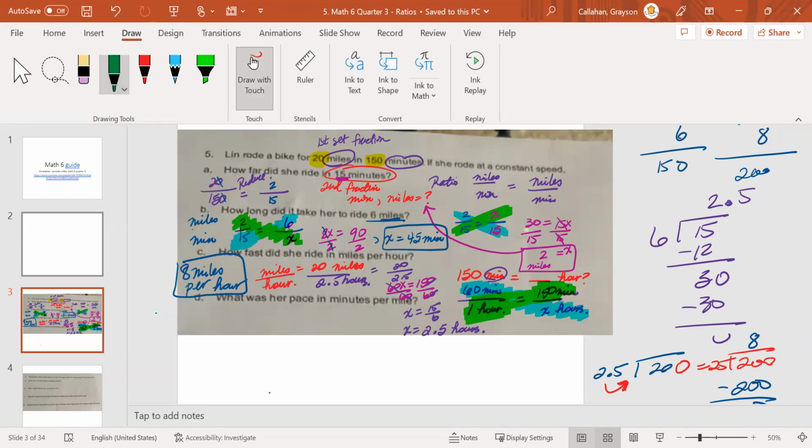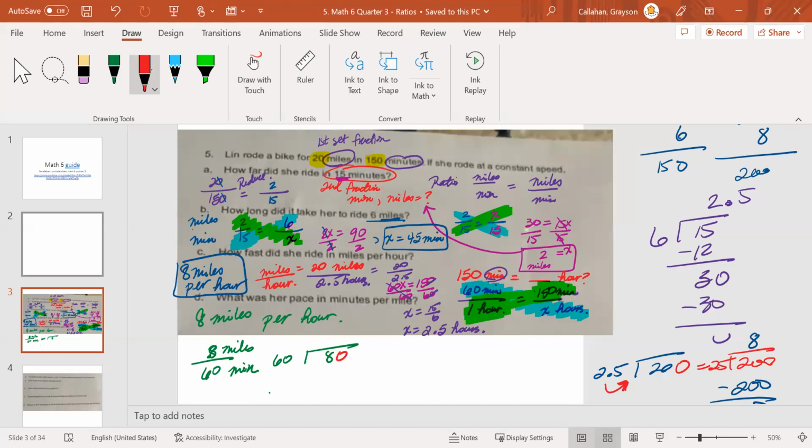What was her pace in minutes per mile? Okay, so it's 8 miles per hour, right? Pace minutes per mile, we'll do 8 divided by 60, because this is miles and this is minutes, right? Because there's 60 minutes in an hour, right? 8 goes in here, 60 goes right there. 60 can't go into 8, so I'm going to put a 0, but you put a decimal on top. Remember that? 60 times 1 is 60. When you subtract it, you get 20.